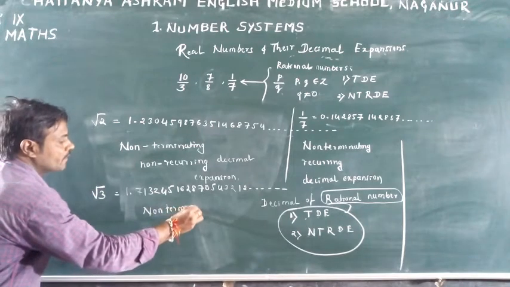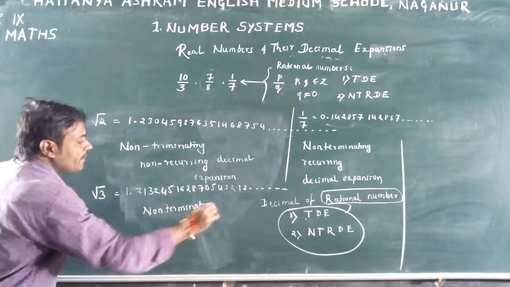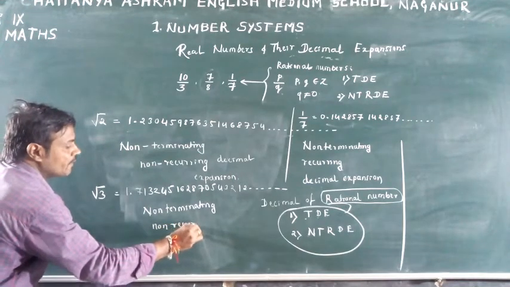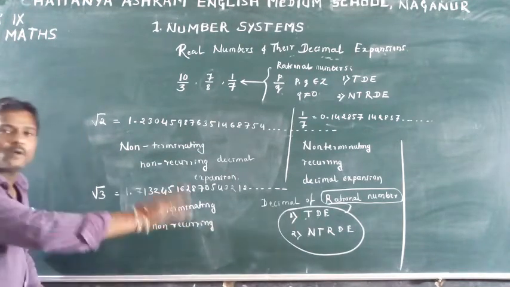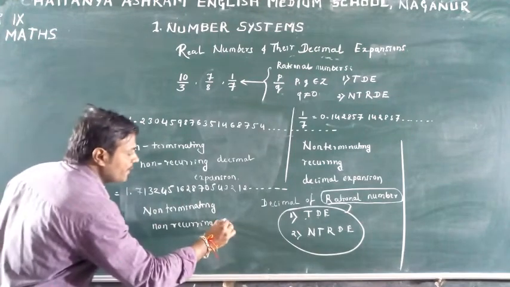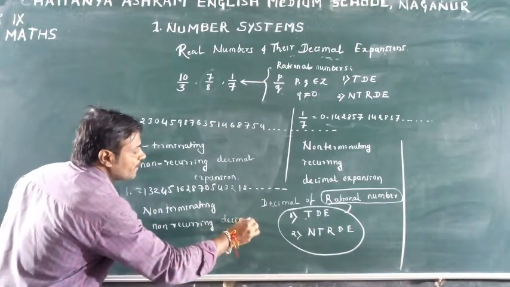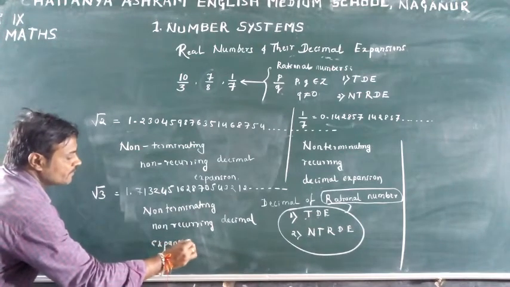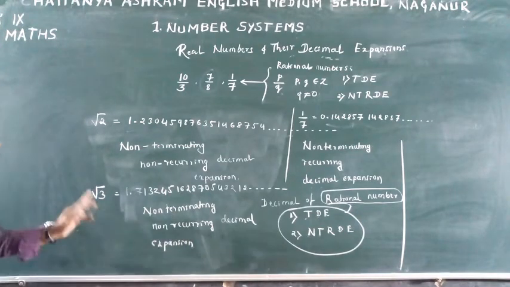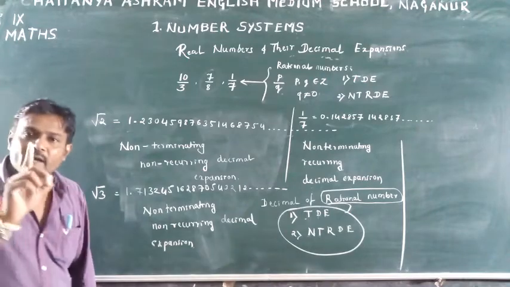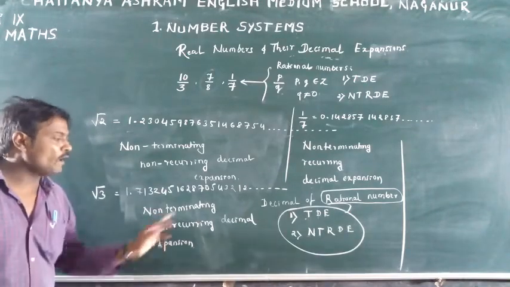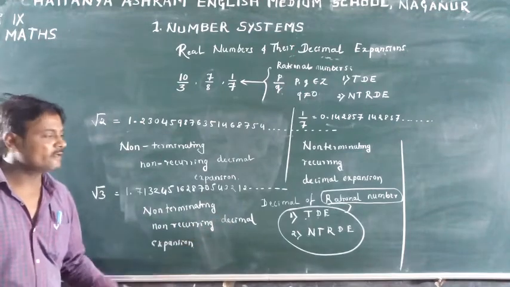Non-terminating, non-recurring. Non-recurring means there are no repeating digits. Non-recurring decimal expansion. So irrational numbers have only one kind of decimal expansion, that is non-terminating, non-recurring decimal expansion.